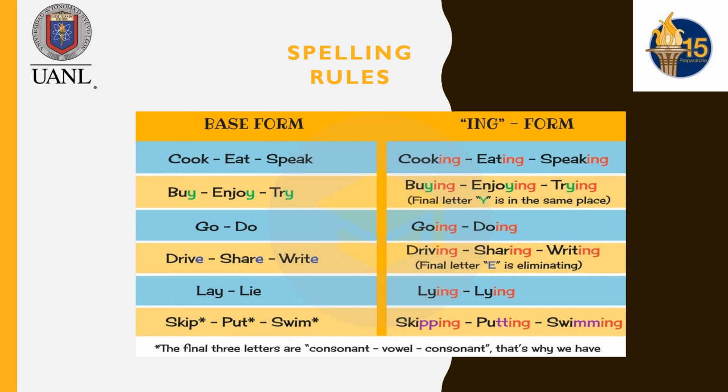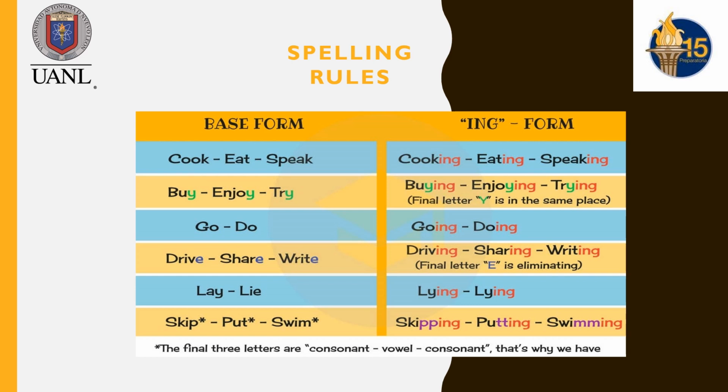As in the topic simple past, in here with present progressive, we have also spelling rules. So you have the base form, cook, eat, speak, right? So you're going to change to ing form, cooking, eating, speaking. So in here you only add ing. When you have buy, enjoy, or try, and at the end of the verb you have the letter Y, you're going to add ing, right? Final letter Y is in the same place. You're not going to change anything here. When you have go, for example, and do, also you're going to add only ing, going and doing.